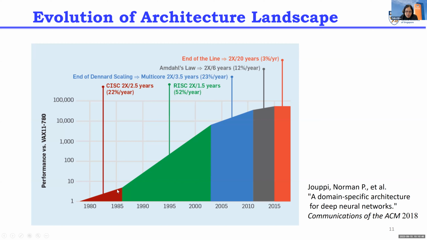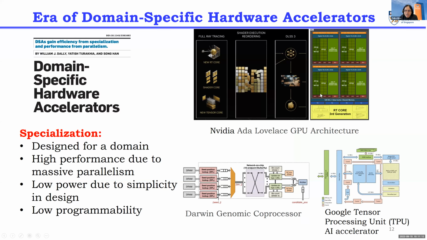So, what we talked about. The end of Dennard scaling: you go into multi-core, and your performance is increasing by about 23% per year. Then you get hit by Amdahl's law, so it starts increasing about 12% per year, because you get bottlenecked by the sequential portion. And then even Moore's law is coming to an end. So what you are now reaching is the end of the line, which is performance improvement of 3% per year. Of course, we don't stop our innovations simply because of these challenges.